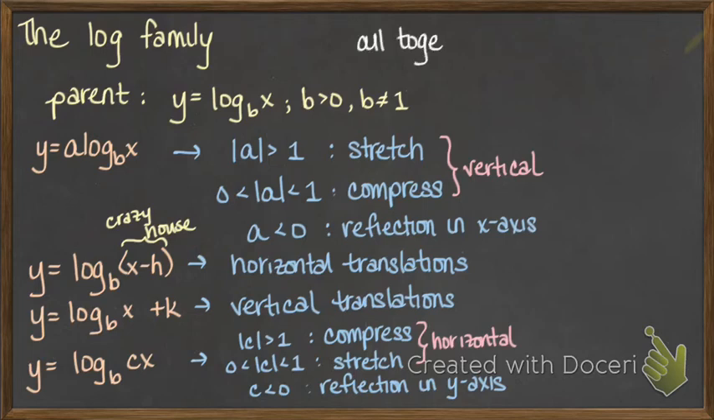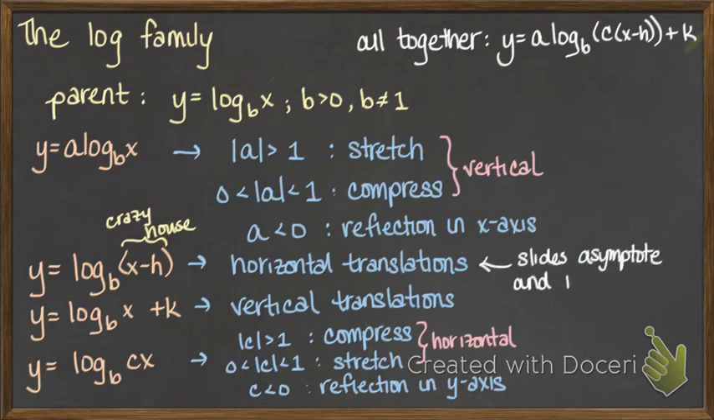Now, if we put all those things together, it becomes a large string of variables. Nothing we can't handle. We've seen all of these things at work before. Now, the ones we really need to pay attention to in terms of domain and range are horizontal translations. Well, if we slide the entire asymptote, we're moving that boundary that was identifying one end of our domain.